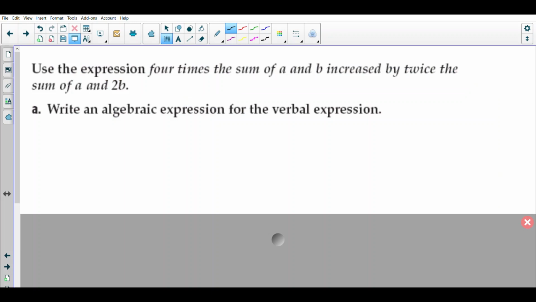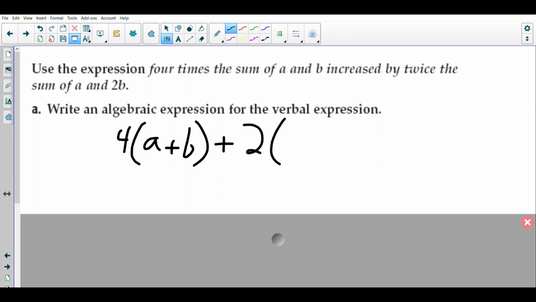so use the expression 4 times the sum of a number. So this one we're translating. So we have 4 times the sum of a number a plus b, is increased, that means plus, twice the sum of a plus 2b. So I just translated using those translation words we learned in an earlier section.